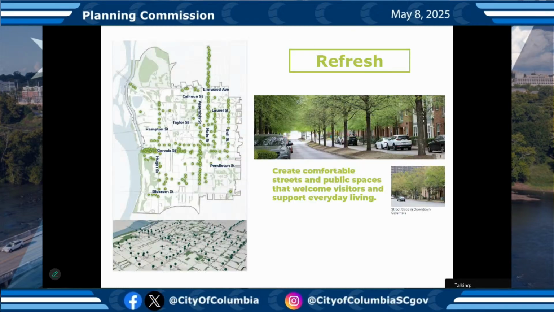Refresh, to improve downtown's tree canopy and green spaces to foster a more comfortable and resilient urban district. When we looked at some of the public input responses on the survey and what we heard from people in the public, more trees and tree canopy came up over and over again. It was one of the top concerns that the public had, and folks really did want to see an improvement in the tree canopy.